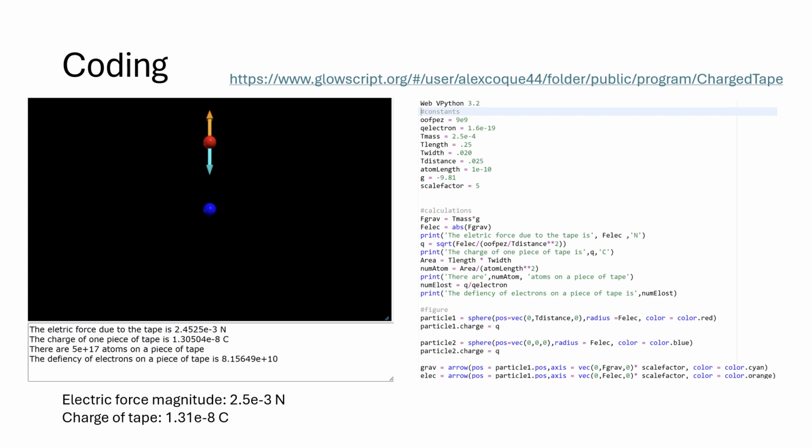As you can see on the left hand side, this is a product of my code, which shows the two points and the two vectors going up and down, which are equal in magnitude but opposite in direction. Using this, I found the electric force magnitude, which was 2.5 × 10^-3 newtons, and the charge of the tape, which was 1.31 × 10^-8 coulombs.